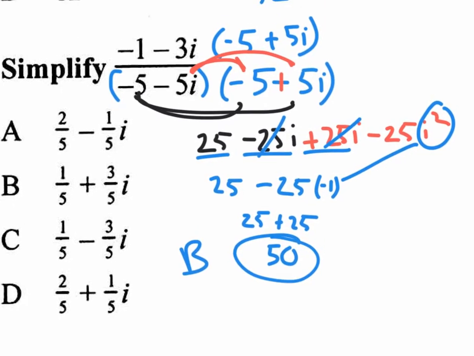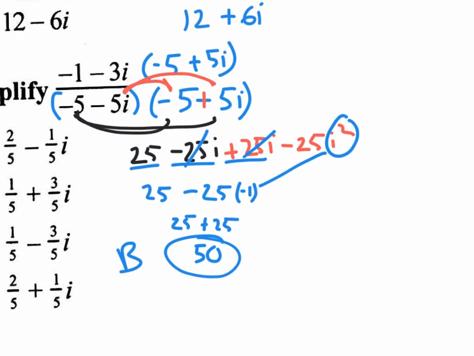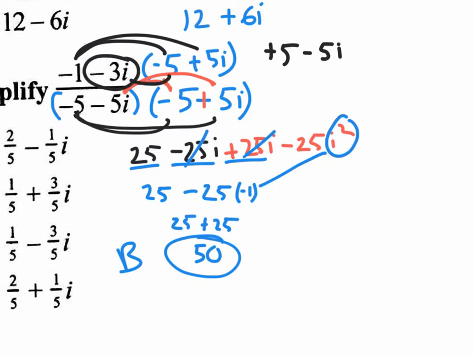Let's go back up to the top part and work on that. So if I distribute negative 1 times negative 5, that's positive 5. Negative 1 times positive 5i is negative 5i. And then negative 3i times negative 5, that's positive 15i. And then negative 3i times positive 5i, that's negative 15i squared. Please let me know if I mess up.